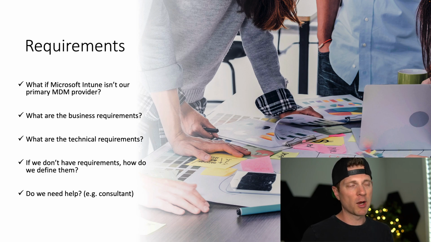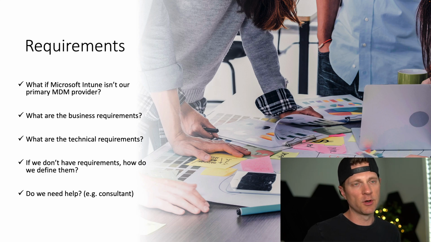We're talking about Microsoft Endpoint Manager and Microsoft Intune. So if you're not using Intune as your primary MDM provider, maybe you're using Jamf for your Apple devices and, I don't know, MobileIron as an example for everything else. Well, what's it look like? What's our plan to go use Intune and Endpoint Manager? So that's an important question here.